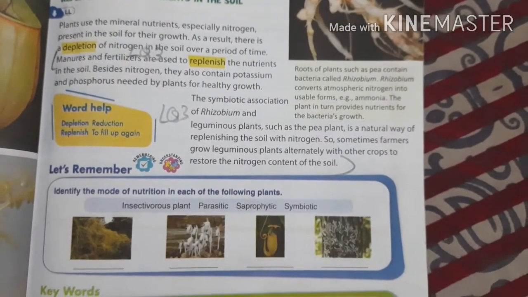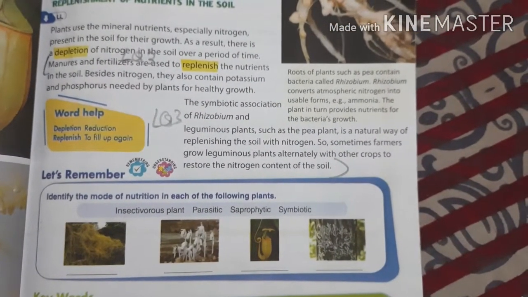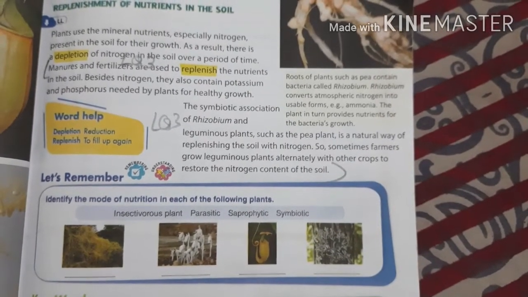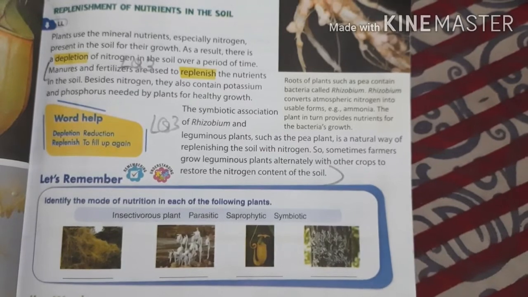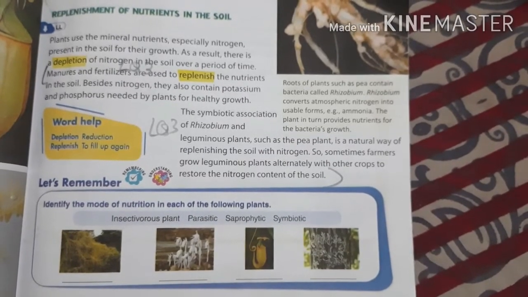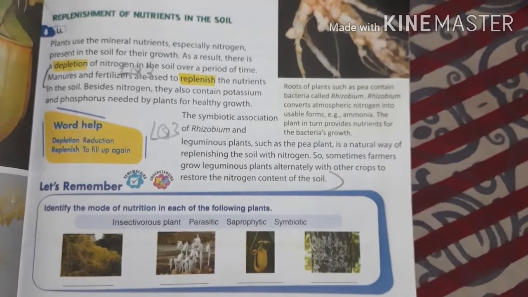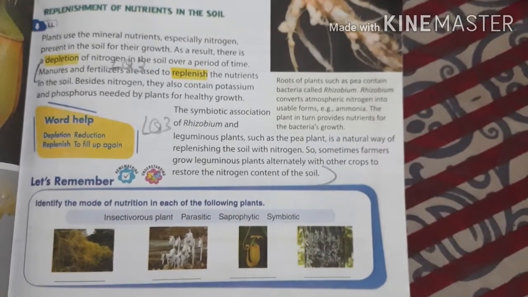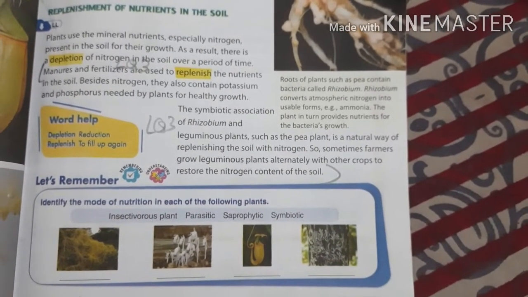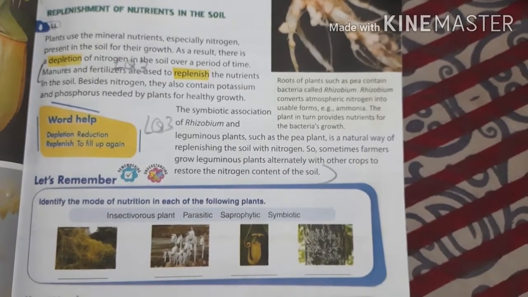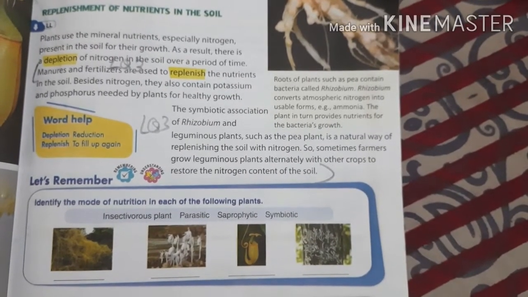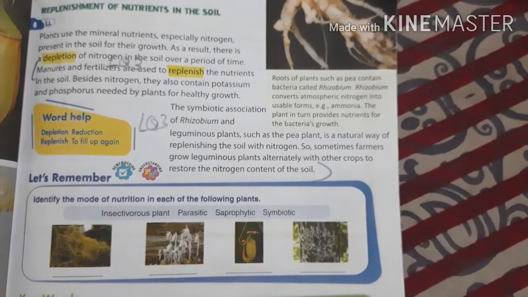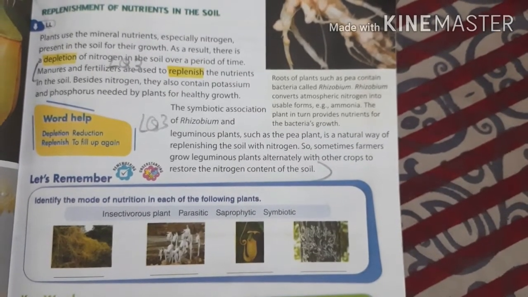Manures and fertilizers are used to replenish the nutrients in the soil. Besides nitrogen, they also contain what? Potassium and phosphorus needed by the plant for healthy growth. The symbiotic association of rhizobium and leguminous plants such as the pea plant is a natural way of replenishing the soil with nitrogen. So sometimes farmers grow leguminous plants alternately with other crops to restore the nitrogen content of the soil.